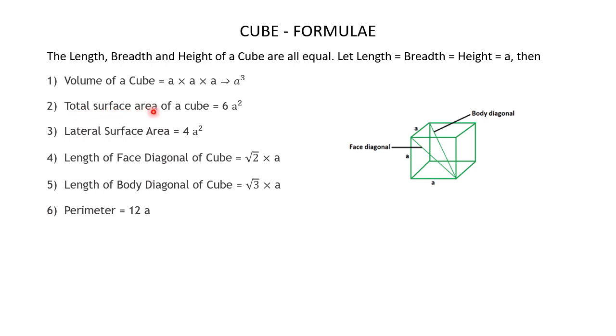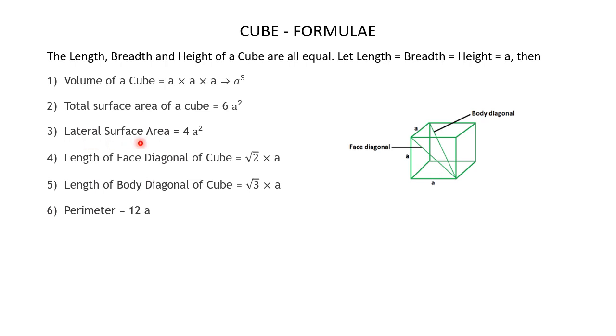Total surface area of a cube is equal to 6A squared. Now you know that there are 6 faces in a cube and each of these faces is a square. Now if you consider this square face of a cube, then the area of this square face of the cube would be equal to A squared since each of these sides is equal to A. Now since there are 6 faces in a cube, the total surface area of the cube would be equal to 6 multiplied by A squared.